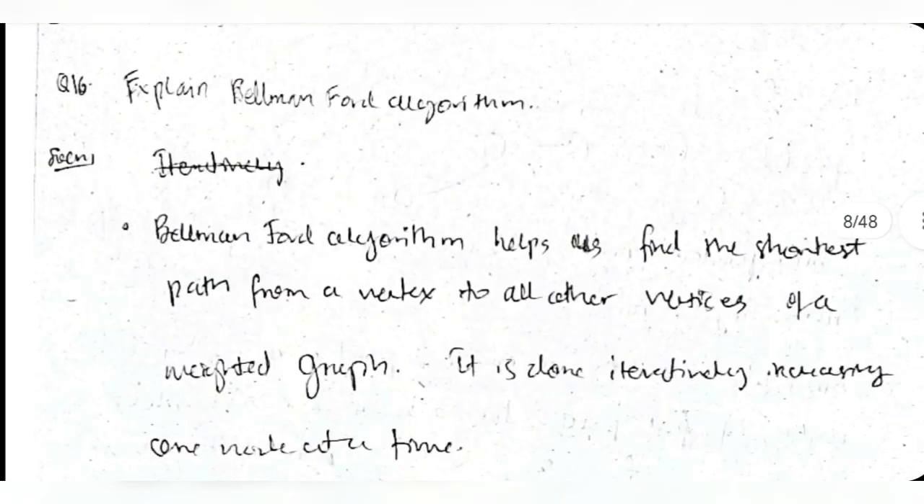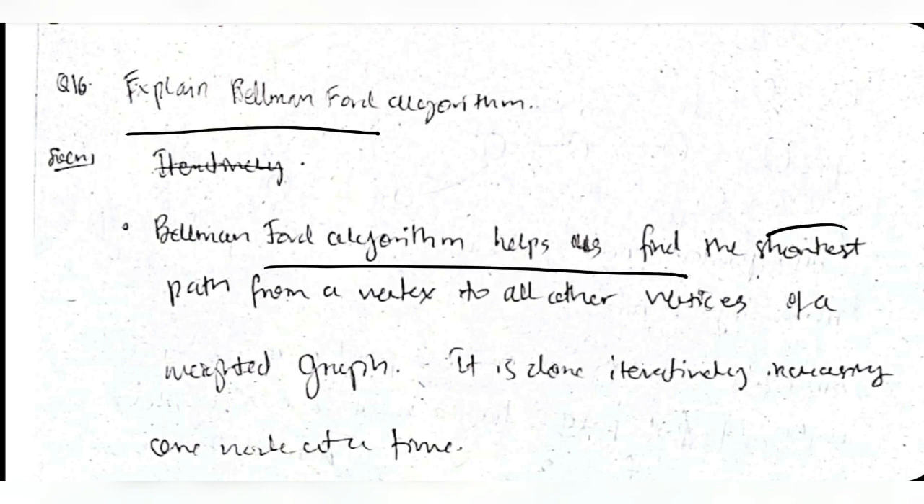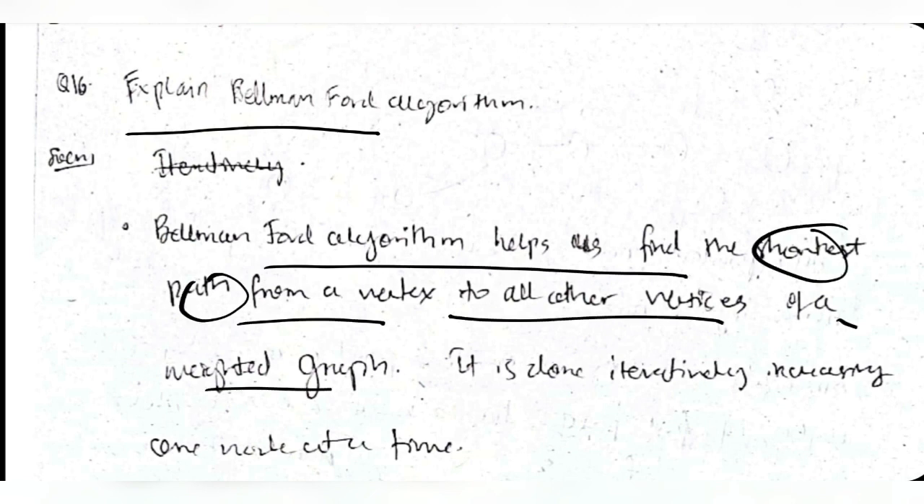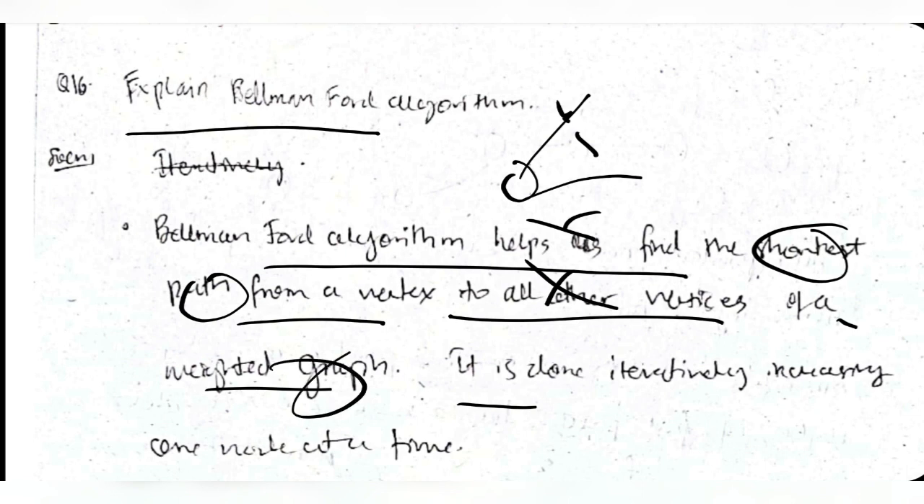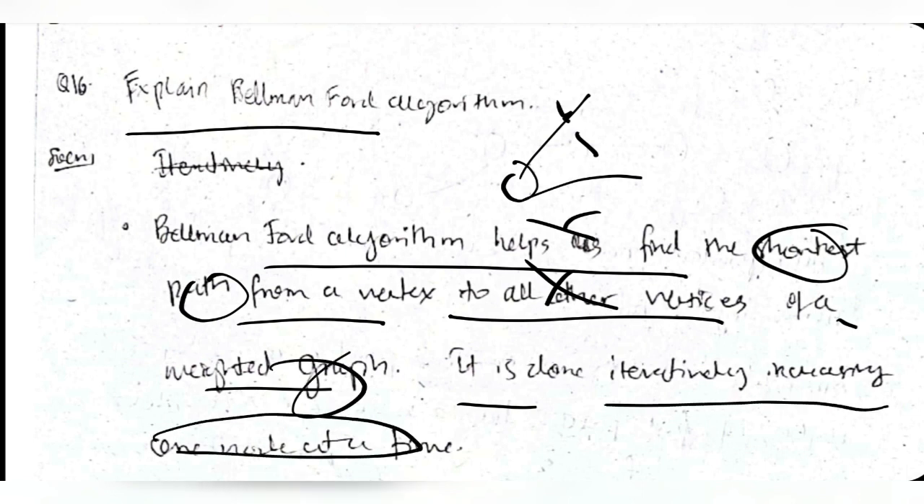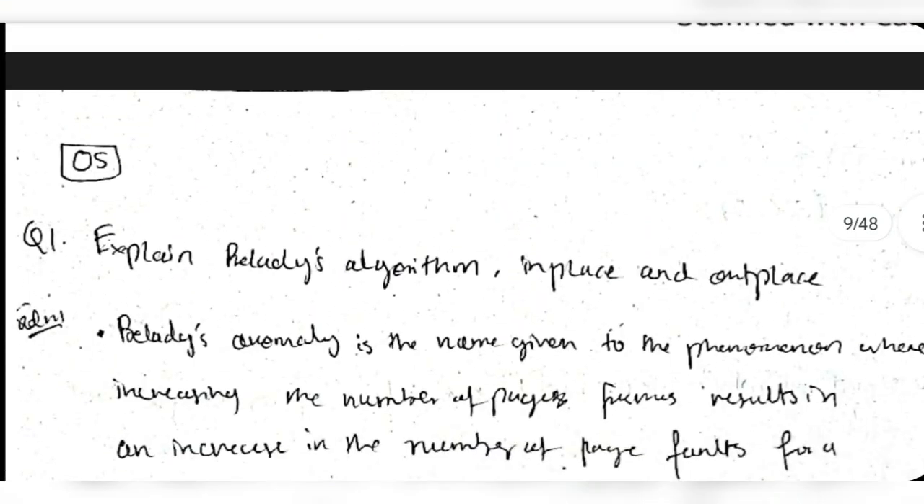The next one is, explain the Bellman-Ford algorithm. The Bellman-Ford algorithm helps us find the shortest path from one vertex to all other vertices of a weighted graph. From one vertex to all other vertices, what is the shortest path? That is what we can find using this algorithm. It is done iteratively, increasing one node at a time. Let's see one example here.